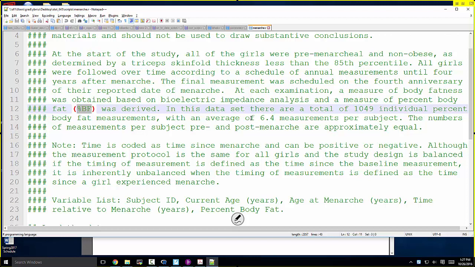For these data, we have 162 girls, but they were all measured at potentially different times. They come in annually until menarche sets in, and then 4 years after that. So we're going to have potentially different numbers of observations per subject depending on how quickly their menarche set in. What we have is an average of 6.4 measurements per subject.